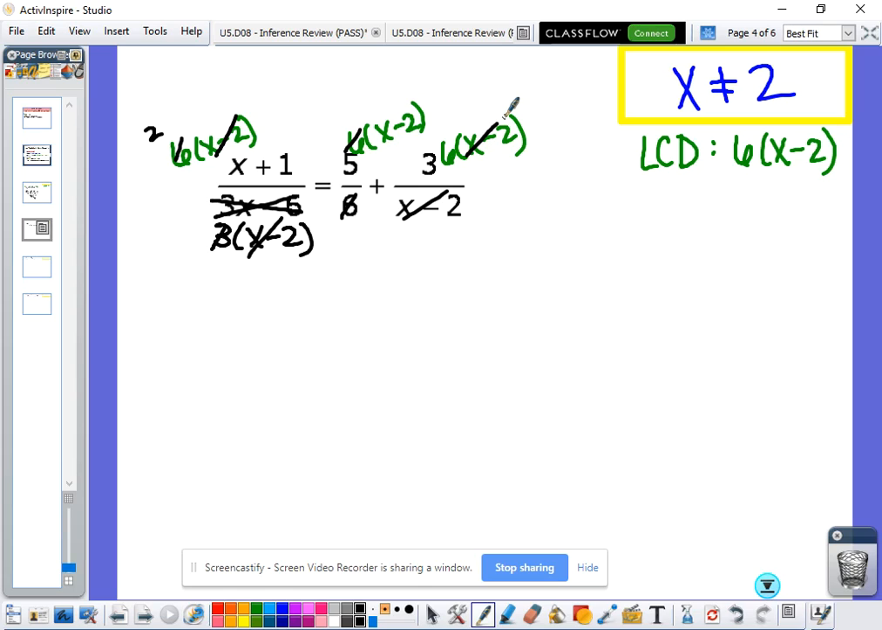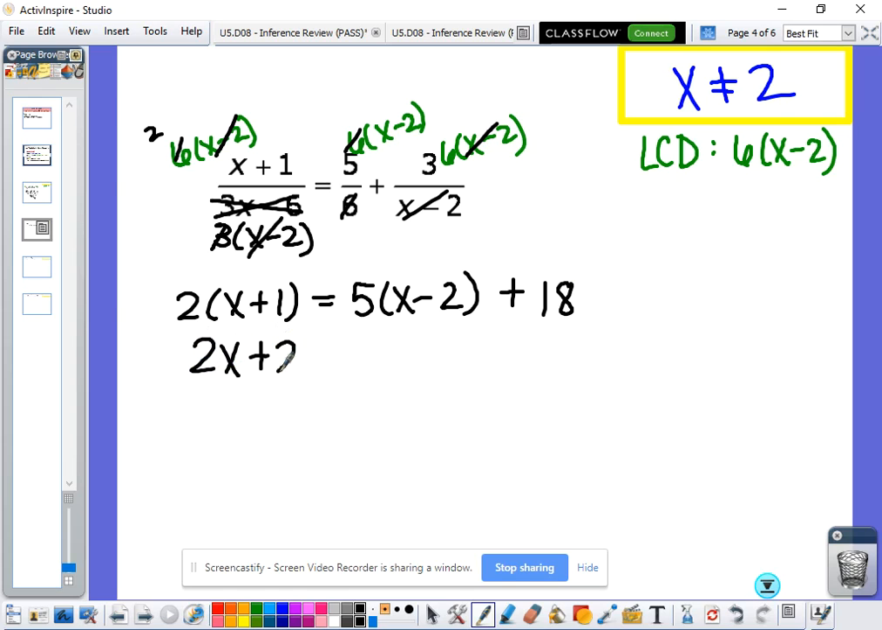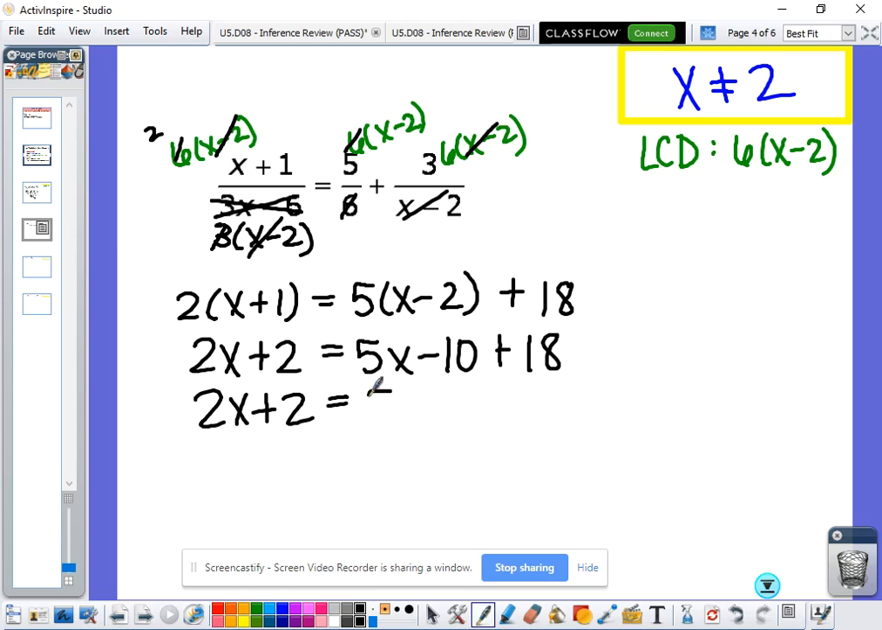Now this is a little bit messy, but what we're left with is 2 times x plus 1 is equivalent to 5 times x minus 2 plus 3 times 6, which is 18. We'll need to distribute the 2 and the 5 through to those two binomials. And after we do so, we'll be able to combine like terms and solve. 2x plus 2 will be equivalent now to 5x plus 8.